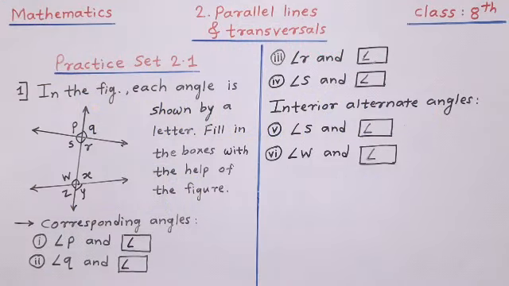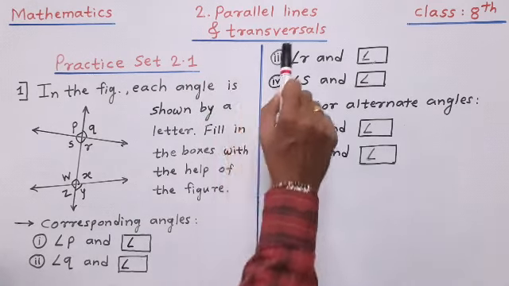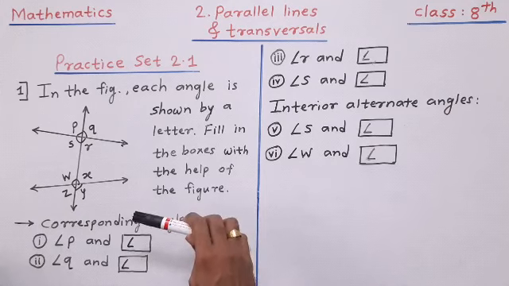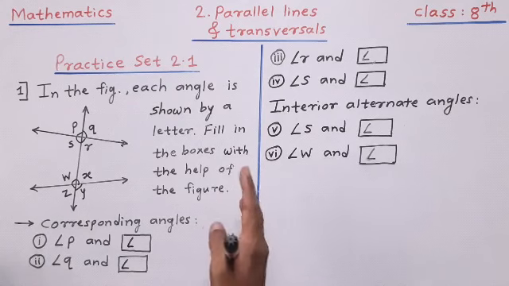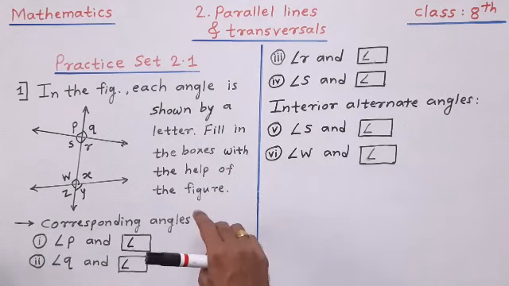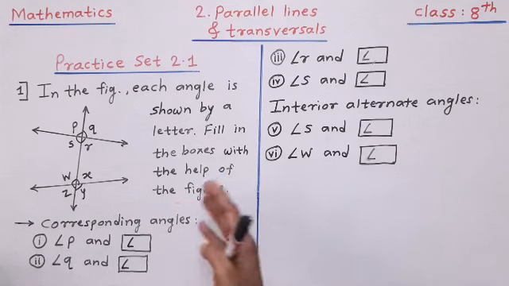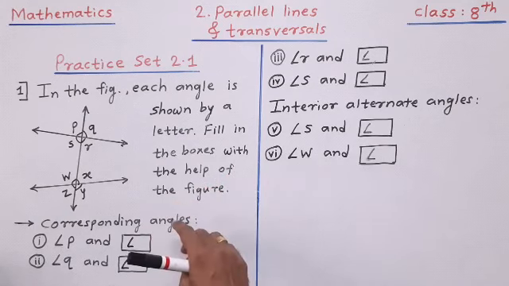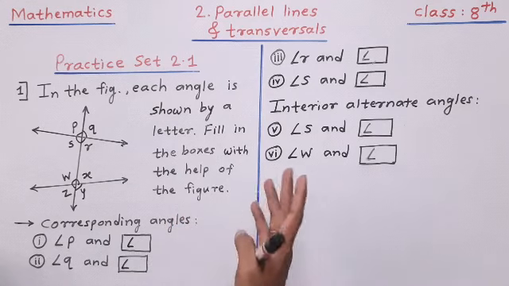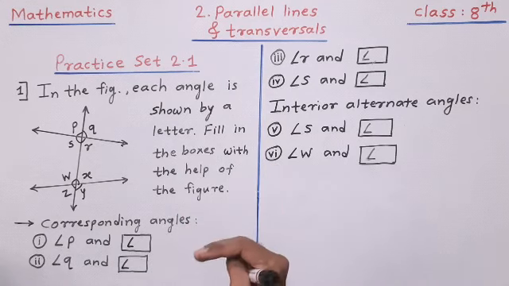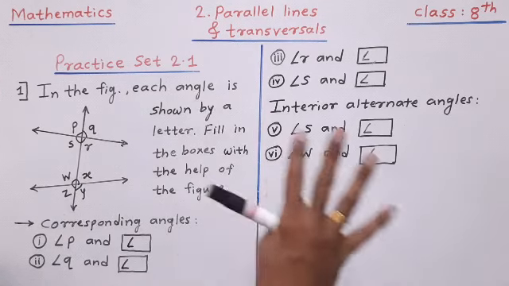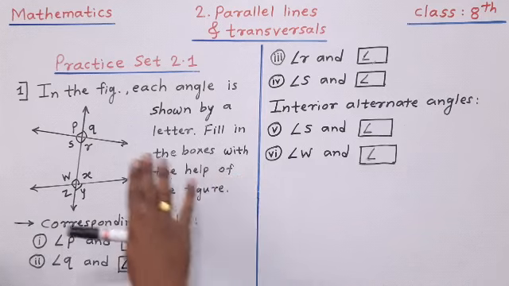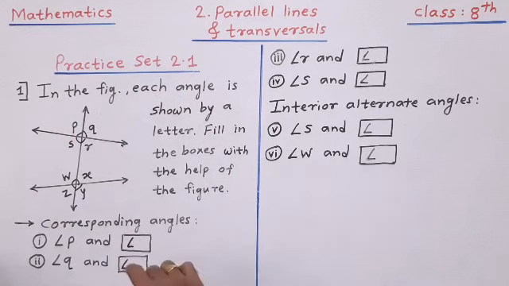Students, we are learning mathematics, chapter number 2, parallel lines and transversals. This chapter was already started in the earlier video, and in that video we learned the different types of angles: corresponding angles, alternate angles, interior angles. We also studied the two types of alternate angles, interior alternate angles and exterior alternate angles. So using all that information, we are going to cover practice set 2.1.